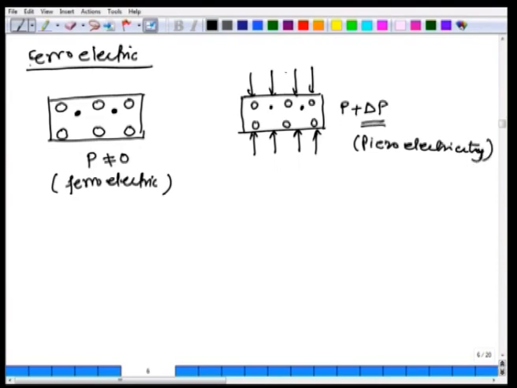Of course, if you take away the stress, it will come back to the state where there will again be some net polarization, but of lower value, which is P. So that polarization will continue to be there. This is the nature of ferroelectric material, which is where we are heading.